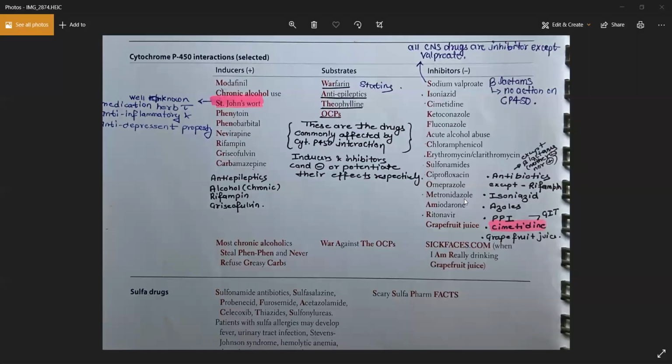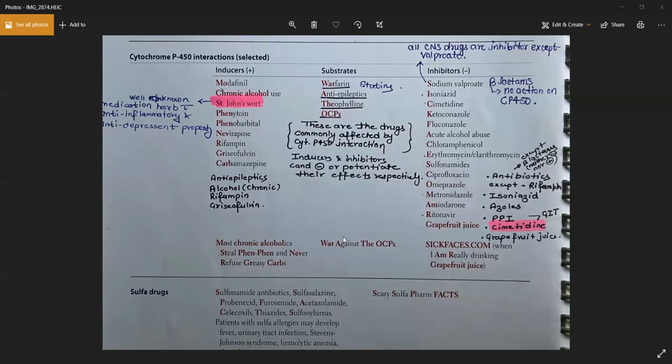So these classes you must remember, not the individual names. The antibacterial drugs, the antifungal drugs, the proton pump inhibitors, and cimetidine. All of these drugs are the inhibitors, while the CNS drugs are the inducers. That's all you need to know. And remember these five names: statins, warfarin, antiepileptics, theophylline, and OCPs. The question is always going to revolve around these drugs, either the therapeutic failure of these drugs or the toxicity of these drugs. So interaction is always associated with these drugs only.